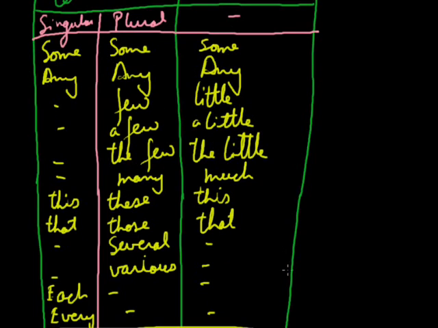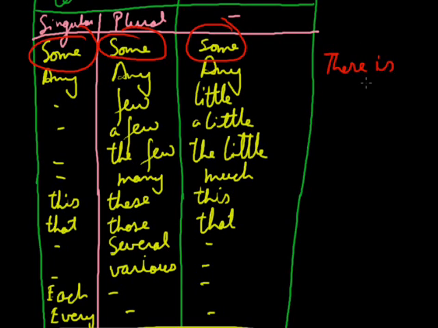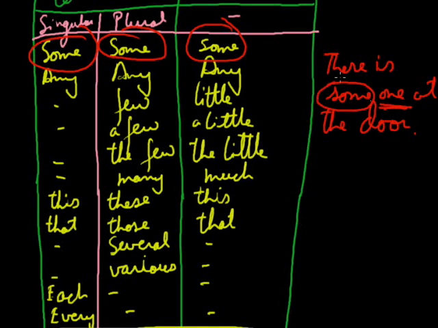Now let us understand this chart. As far as the determiner some is concerned, as I told you, it can be used with both singular and plural of the countable noun as well as with the uncountable noun. For example, I can say there is someone at the door. Now over here this one is singular of countable noun and we have used some over here.